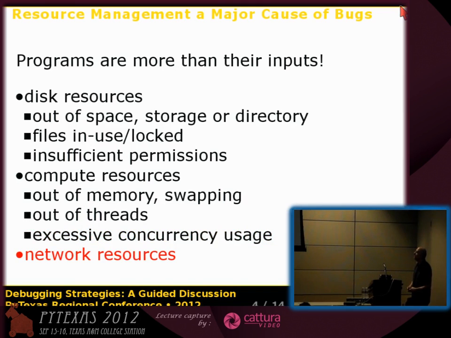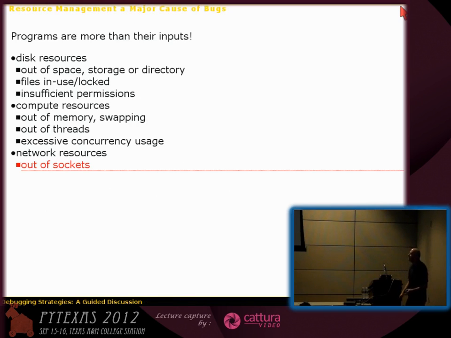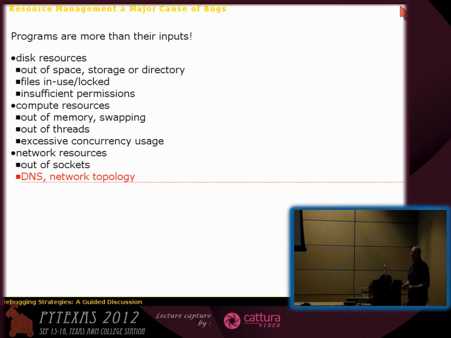And then network resources, where you can actually have limits on the number of sockets. You may run out of sockets. Sockets also are a limited resource in systems, and you may have problems with the DNS or network topology, where it worked great on your machine under localhost, but then you delivered it to someone and their networks were different and your program didn't handle that. And you thought it was a simple programming problem, and it's a little more complicated.